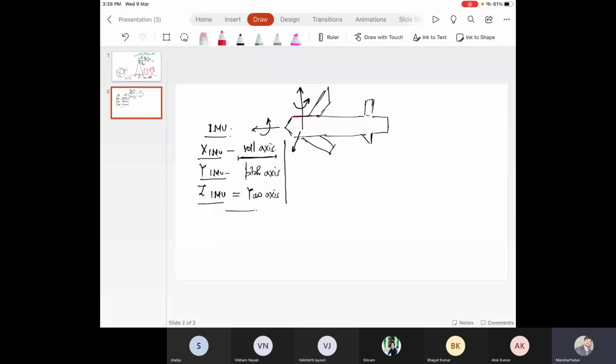I'm giving you 5 minutes time to just see it, because you should understand and you need to make a picture in your mind of what this roll pitch axis is. What does this mean? Okay.